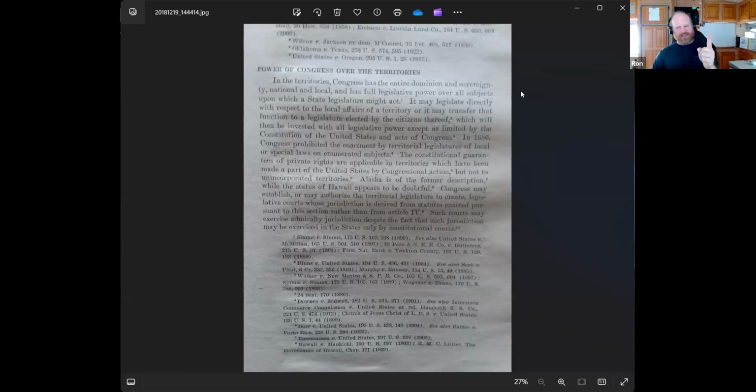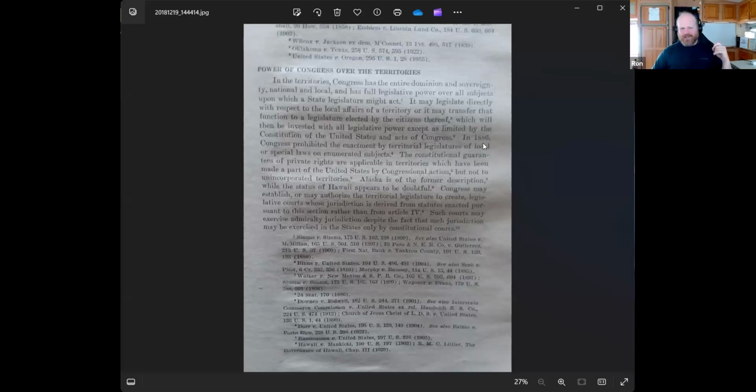It could either legislate directly, or, now it's talking about territorial legislatures, right? The idea is it can either split off its power and share it with the territorial legislature, or it can just do it directly. Right. Got it. Okay.